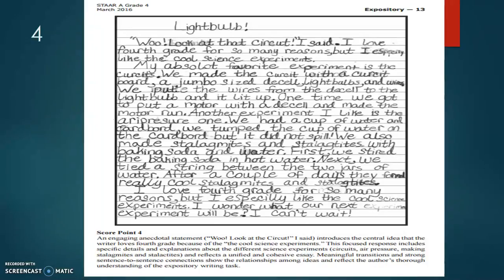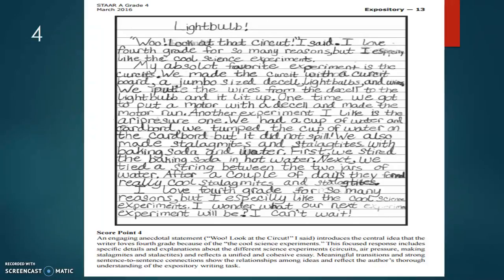So an engaging anecdote, "woohoo, look at the circuit, I said," introduces the central idea that the writer loves fourth grade because of the cool science experiments. This focused response includes specific details and examples about the different science experiments, like circuits, air pressure, making stalagmites and stalactites, and reflects a unified and cohesive essay. He included meaningful transitions and strong sentence-to-sentence connections to show the relationship among ideas, and all of that reflects the author's thorough understanding of the expository writing task.